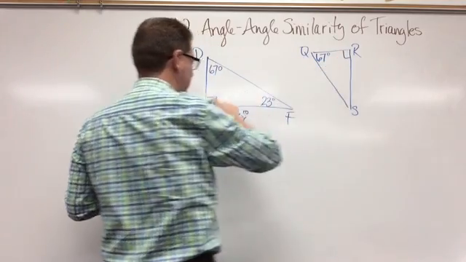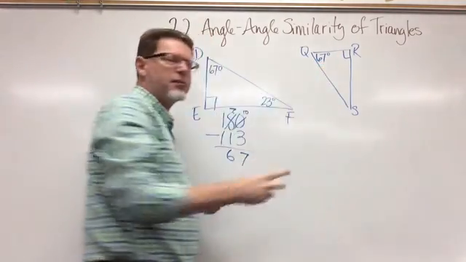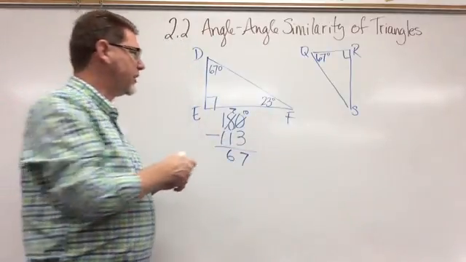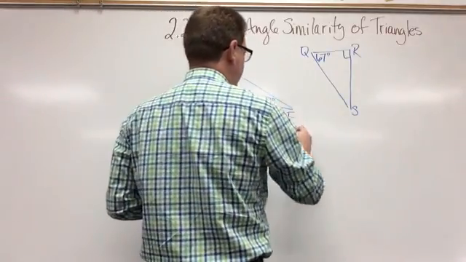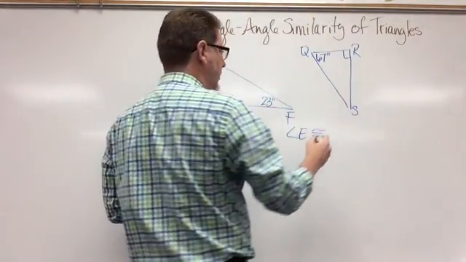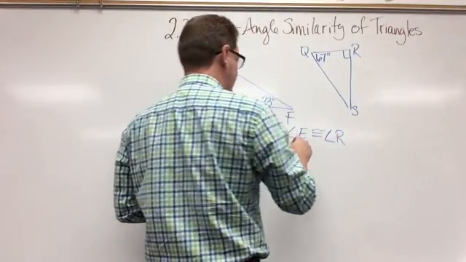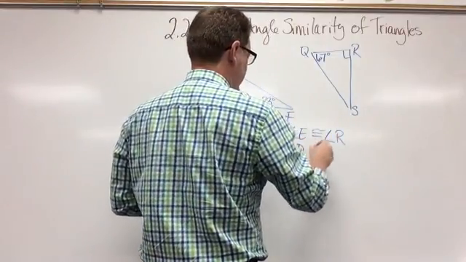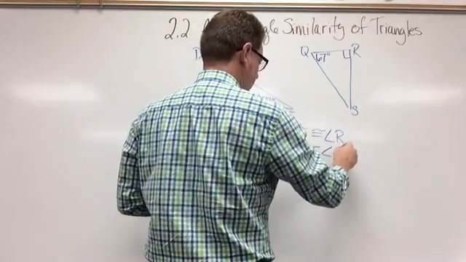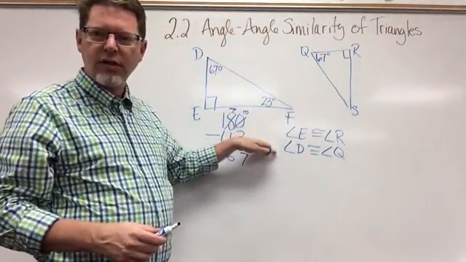Two right angles. That's my first set of congruent corresponding angles. 67, 67. That's my second. So we can write it like angle E is congruent, remember, it's the equal sign with the squiggly, to angle R. And angle D is congruent to angle Q. So we've proven that two angles are congruent.